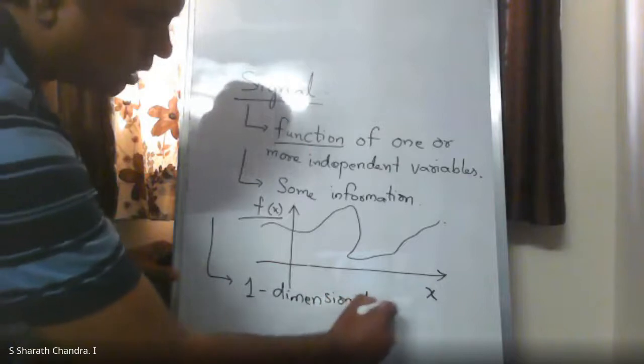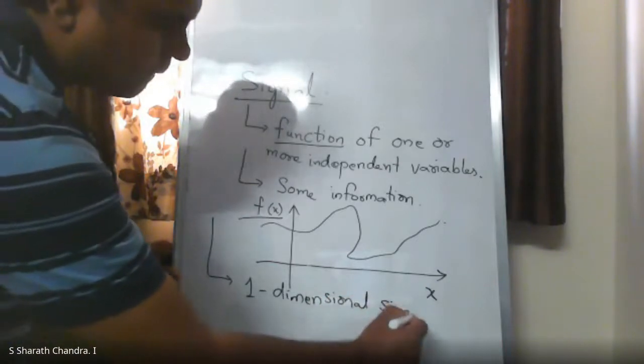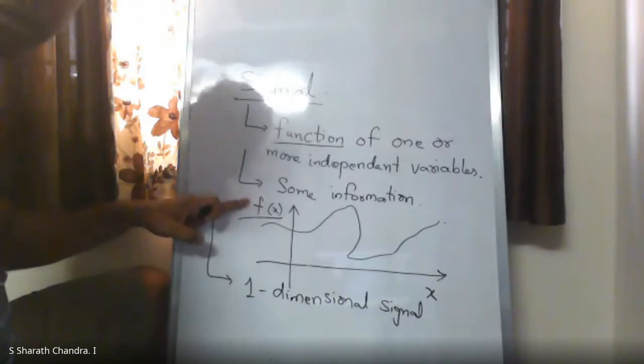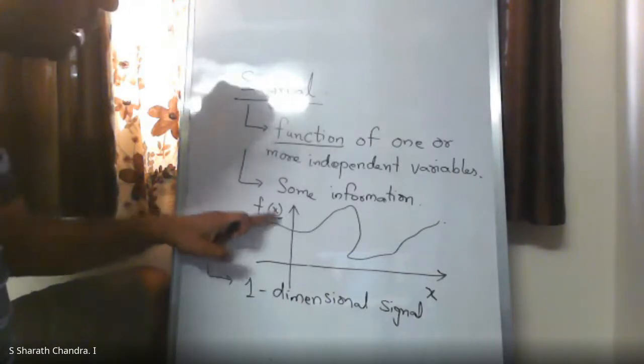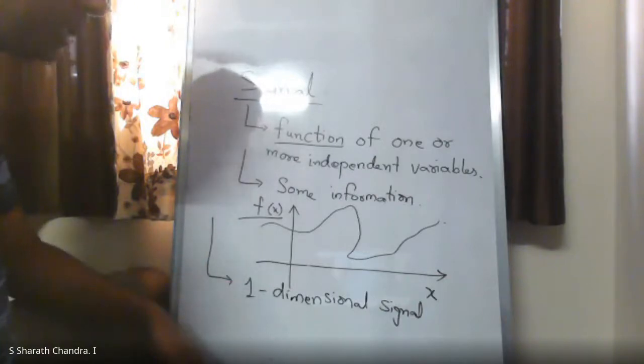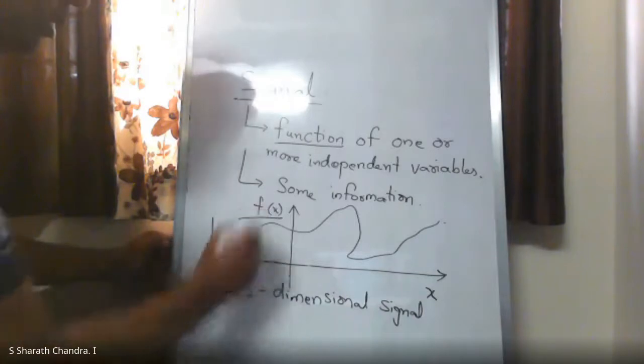Then this is called a one-dimensional signal. And if this function depends upon more than one independent variable, then generally we call it a multi-dimensional signal.